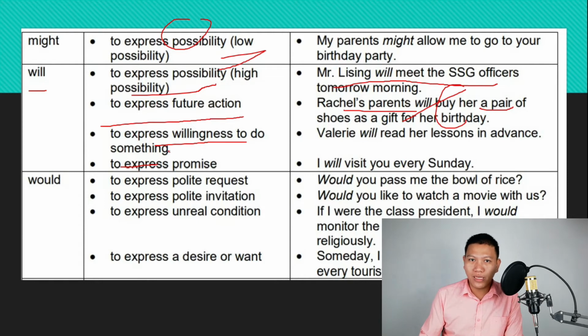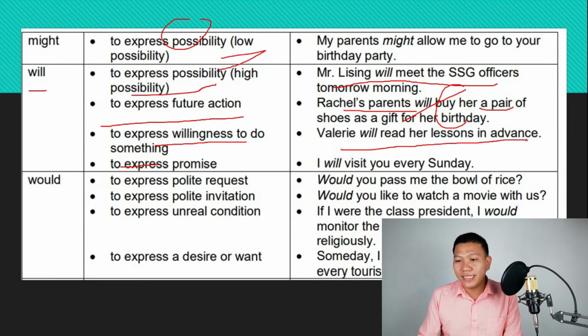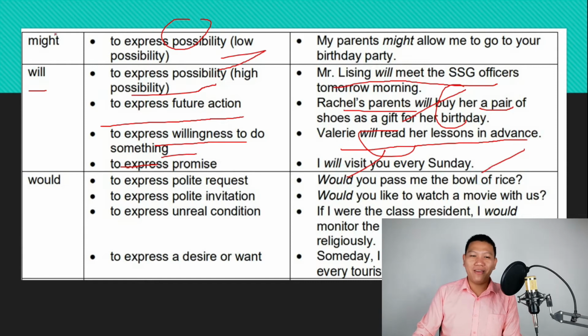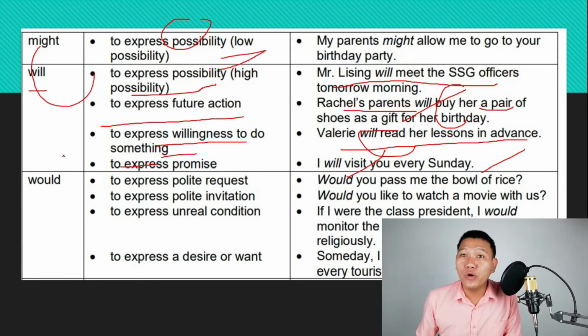Next is to express willingness to do something. Valerie will read her lessons in advance. So there is a willingness to do something. And to express promise: I will see you tomorrow morning. So that's a promise. I will visit you every Sunday. Okay, we use will.